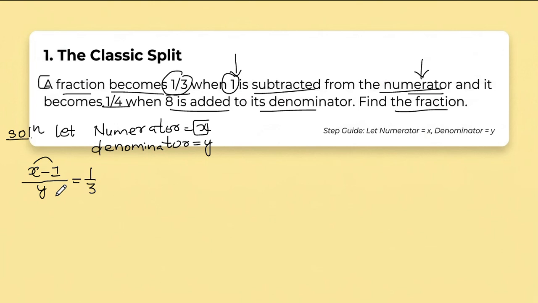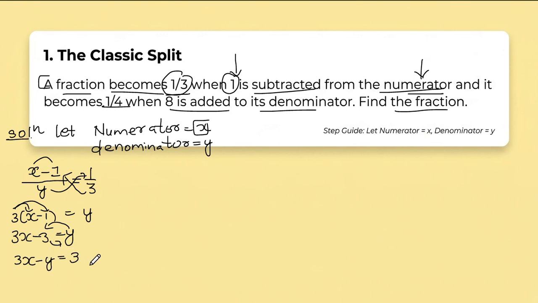Now we do the cross multiplication. This 3 multiplies here, so 3 into x minus 1 is equal to y into 1, which is y. If you multiply 3 inside, what do we get? 3x minus 3 is equal to y. If we take y to this side and minus 3 to that side, we get our first equation as 3x minus y is equal to 3. Let's call it equation number 1.